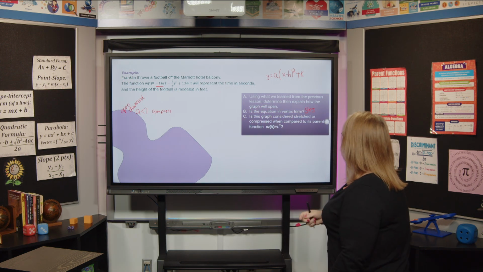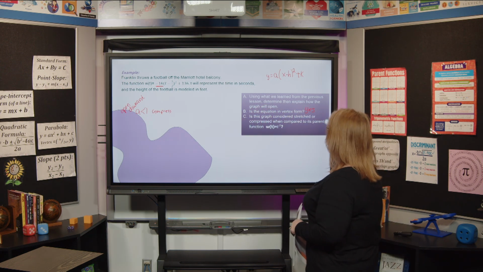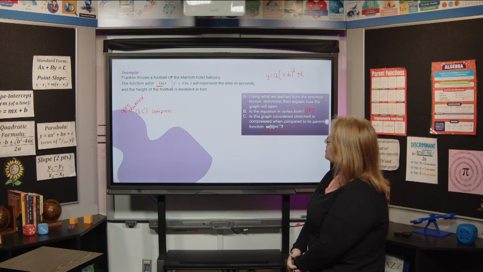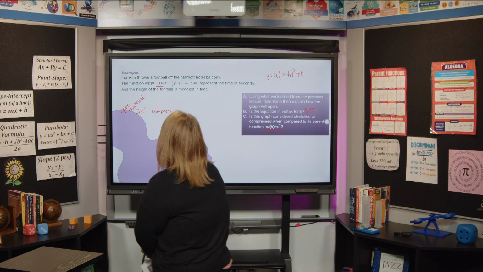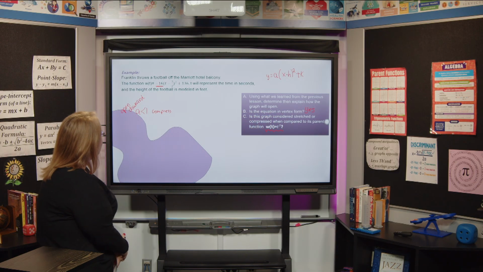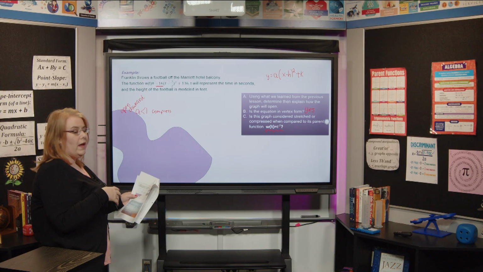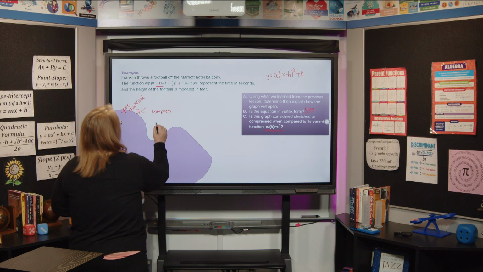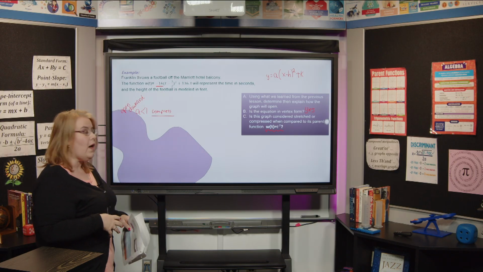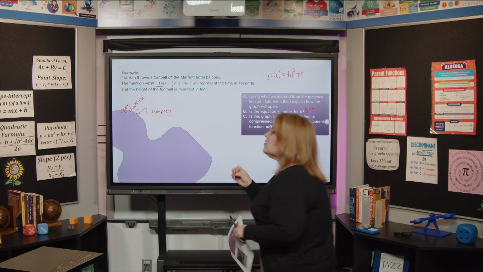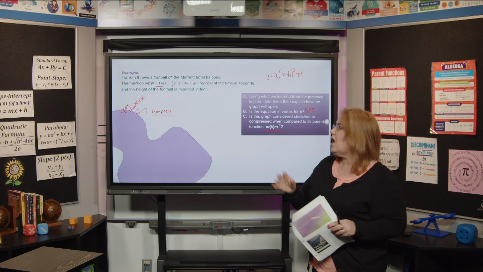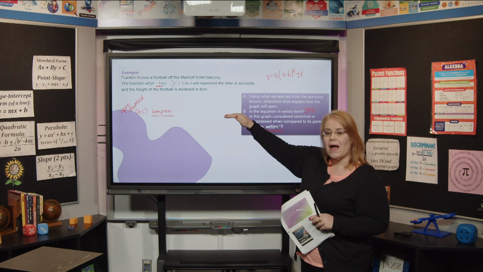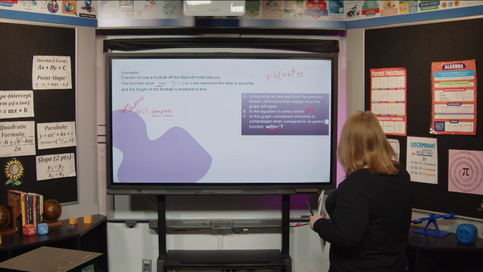Is this graph considered stretched or compressed when compared to its parent function? And this would have been the parent function. So let's go back and look. My negative 16, is that larger than 1 or is it smaller than 1? What did we say? Awesome. It is going to be a compression because it's smaller than 1. So that's how we're using these different parts of my vertex formula to answer questions about a quadratic. So let's look at the next one.